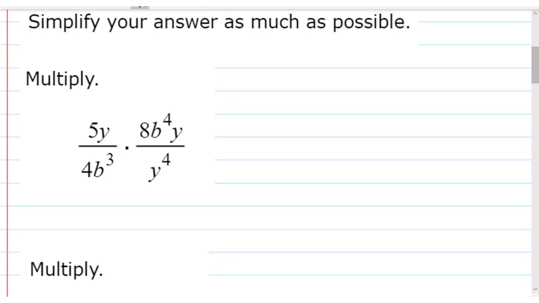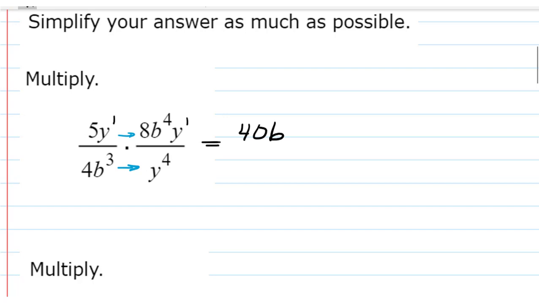So here we're going to multiply 5y over 8b to the 4th y, times 4b cubed over y to the 4th. We do have the option of simplifying first or simplifying at the end. Let's suppose I decide to simplify this one at the end. Then multiplying straight across, you're going to keep in mind that when we multiply like bases, we're going to add the exponents. So 5 times 8 is 40.